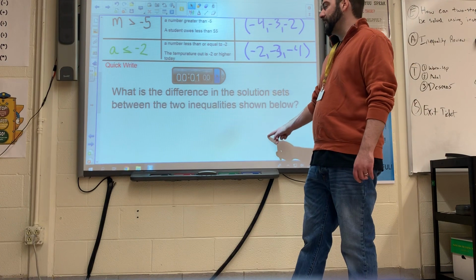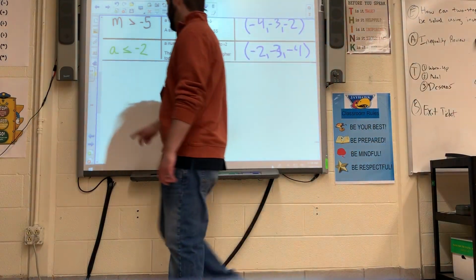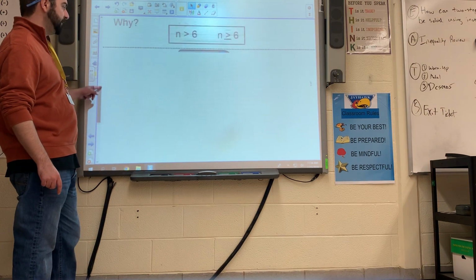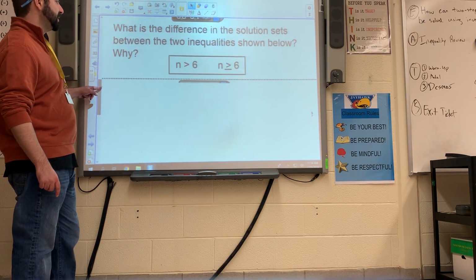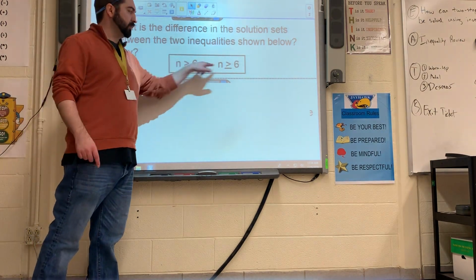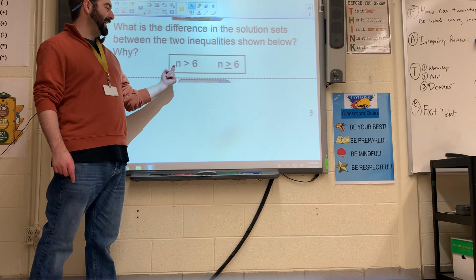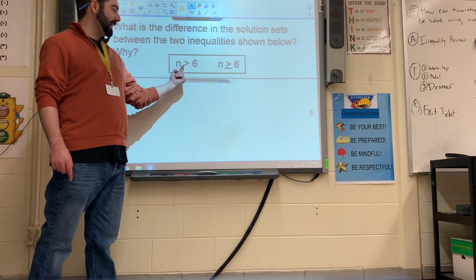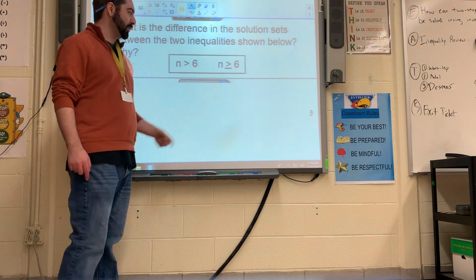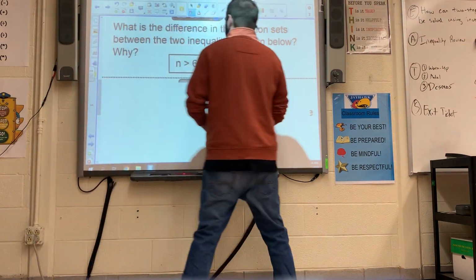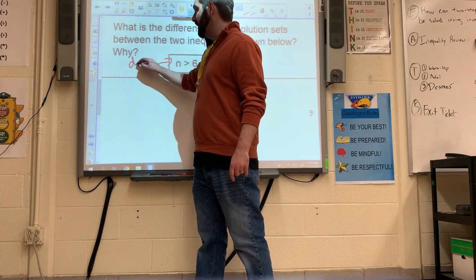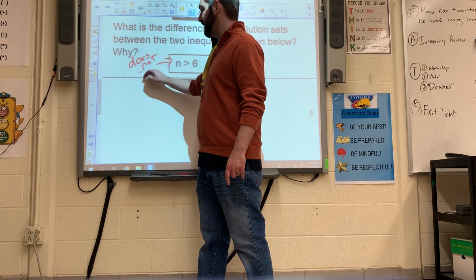And then the very next part, what is the difference? We're going to think about some problem solving skills, comparing and contrasting some things. So what is the difference in the solution sets between the 2 inequalities shown below? Let's think. There's something missing in one of these, okay? We would read this as n is greater than 6. We would read this one as n is greater than or equal to 6. So the big difference between here is this solution set does not contain 6.